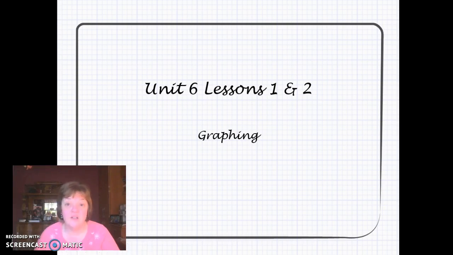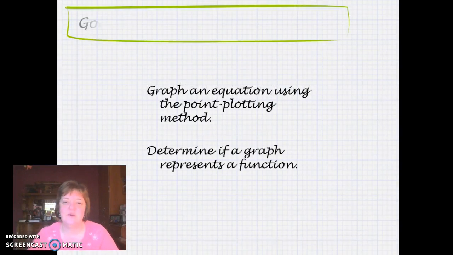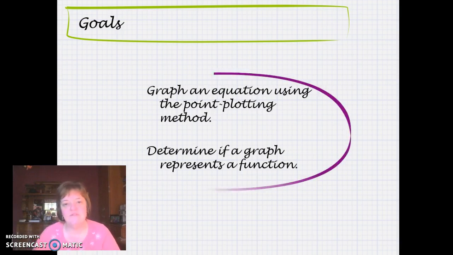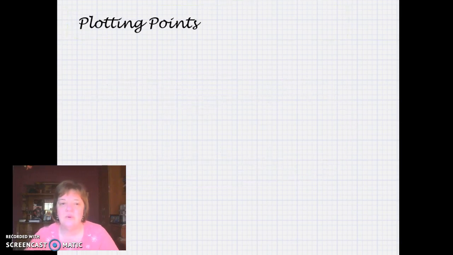We are moving on to Unit 6, starting with Lessons 1 and 2 today. Graphing for the most part, and we're going to talk about functions. So let's see what our goals are. Graph an equation using the point plotting method. Sounds complicated, but really it isn't. Determine if a graph represents a function. Important stuff, but easy. Okay, so plotting points.